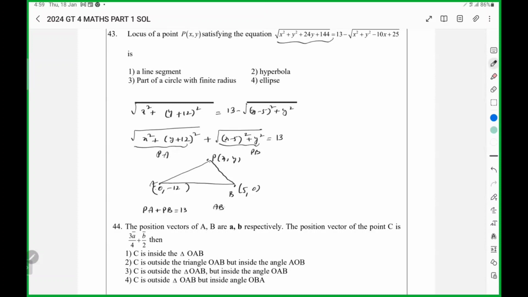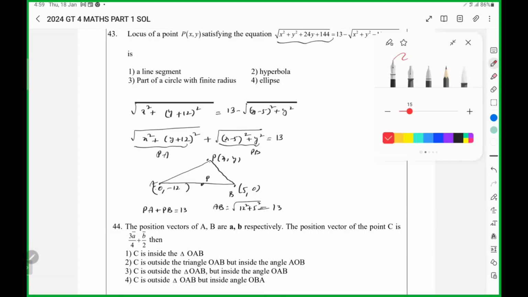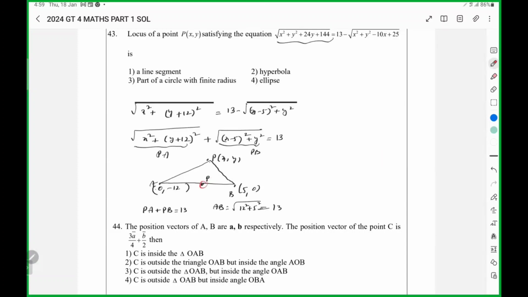Even if you consider AB, 13. So that means it is possible P lies on the line joining AB. It can be anywhere. So in between AB, it represents a line segment. So it can't be elsewhere. It should be on the line joining AB.